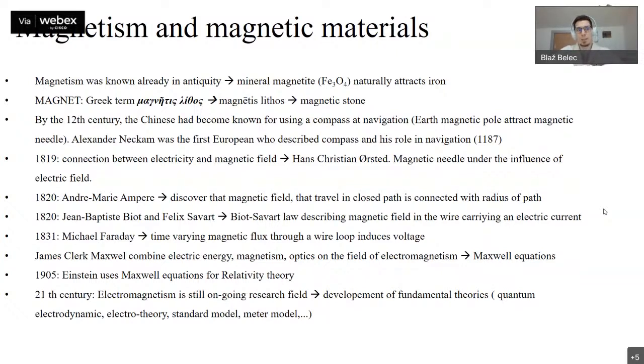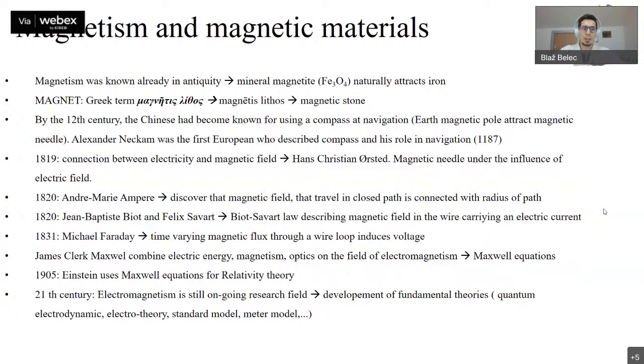In the middle ages, magnetic materials were already known in China, because they were using the compass for navigation. The Earth's magnetic pole attracts the magnetic needle in a compass, and Alexander Neckham was the first European who described the compass and its role in navigation and brought this instrument to Europe.